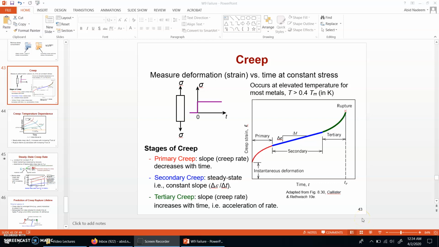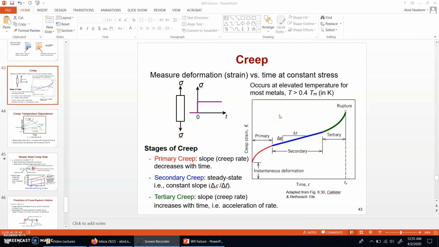This is the last part of this topic on failure. It's about creep. Creep is a failure in which there is a deformation in the material as a result of the consistent long-term application of the load. This deformation takes place as a result of the load.